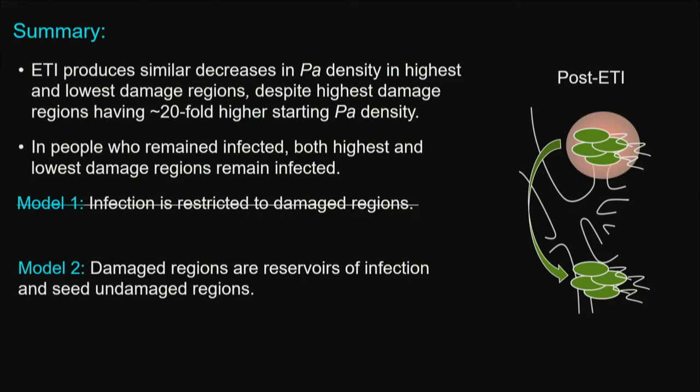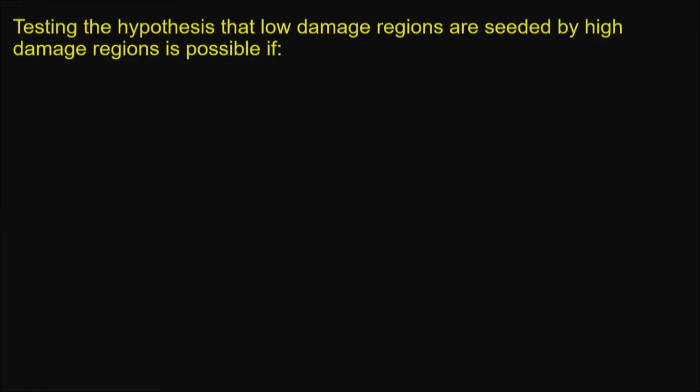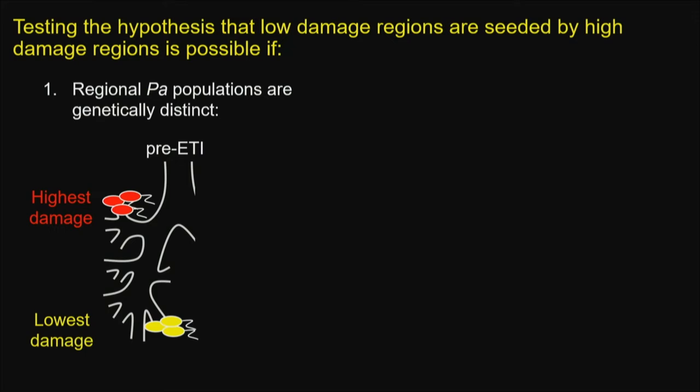Now, on to test model two, which suggests that damaged regions are the reservoirs of infection and can then reseed the undamaged regions. Testing this hypothesis will be possible if we have two things. First, if the regional Pseudomonas populations are genetically distinct, by which I mean the Pseudomonas in the highest damaged regions are genetically different than the Pseudomonas in the lowest damaged regions. Now, we know that most patients are infected with a single strain of Pseudomonas, so I don't mean different strains here. What I'm referring to is the evolution of different genetic characteristics within the different lung regions.